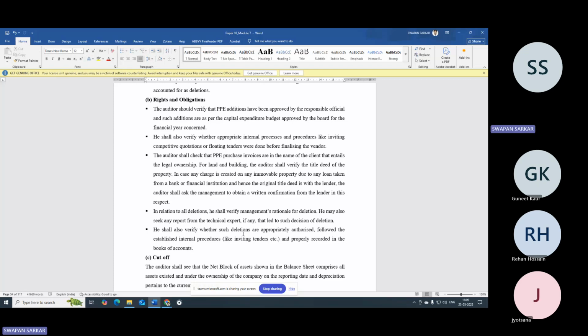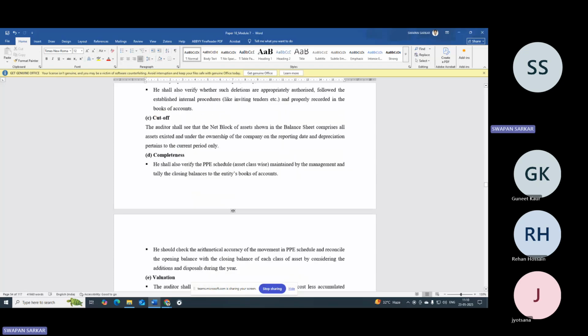In relation to all deletions, he shall verify management's rationale for deletion. He may also seek any report from the technical expert, if any, that also led to such a decision of deletion. He shall also verify whether such deletions are appropriately authorized, follow the established internal procedures like inviting tenders, and are properly recorded in the books of accounts.